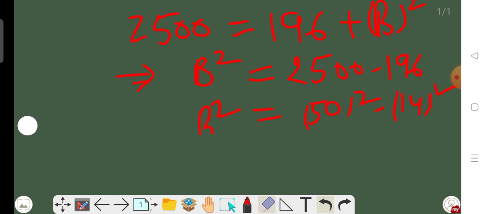For this, base square is equal to 50 minus 14 multiplied by 50 plus 14. Okay, so from here clearly we have 50 minus 14 means 36, and 50 plus 14 means 64. This is base square, and if you want to find the value of base, you have to take the square root. So b is equal to under root 36 multiplied by 64.